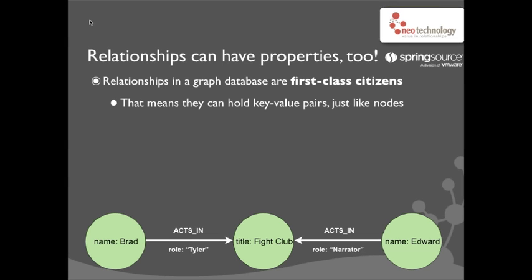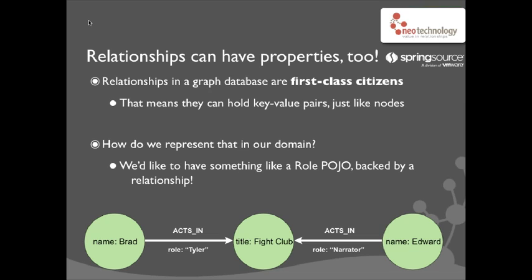And so that's cool on the graph database layer, but how do we want to work with that up in our domain layer? Well, actually what we want in this case, I think, is a role concept. So we want a role domain type. But we don't want that to be backed by a node. We actually want it to be backed by a relationship.